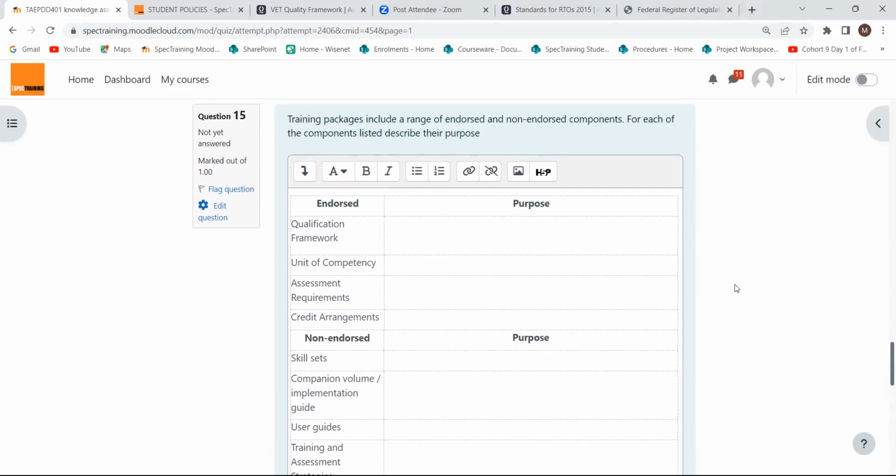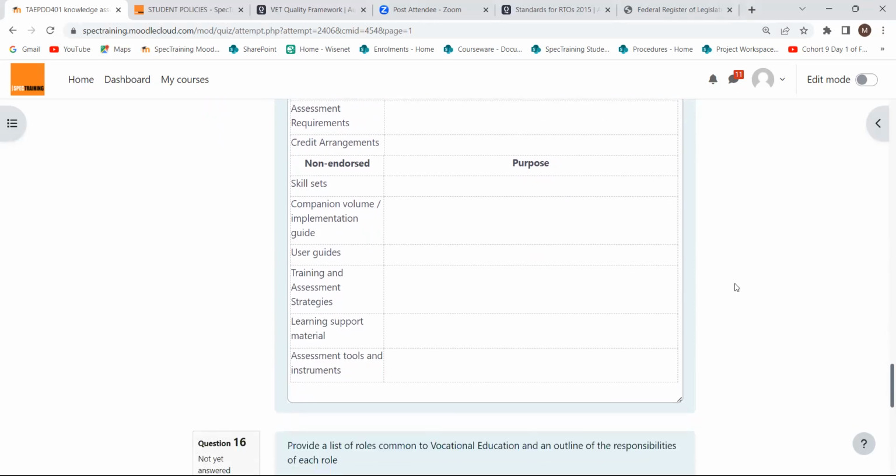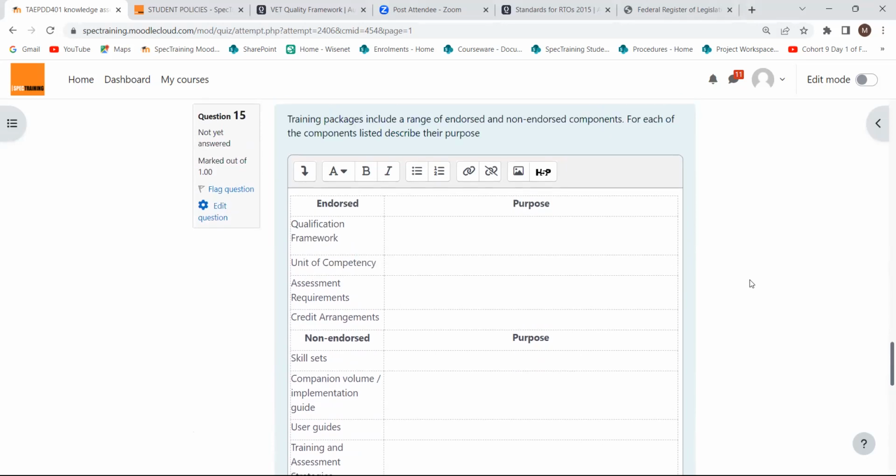Then do another search on Google and type in non-endorsed components of training package and see what comes up. Okay, because guaranteed those two trigger phrases, endorsed components and non-endorsed components, you're going to find a lot of information out there on Google about each of those items. Okay, and that should give you enough to be able to answer question 15 there.